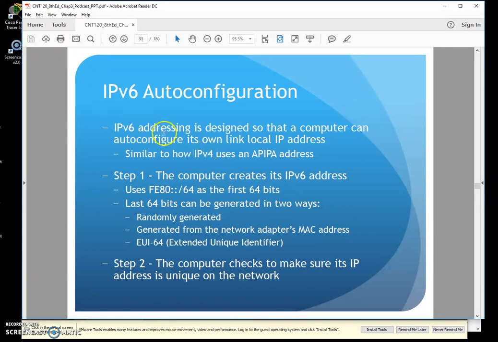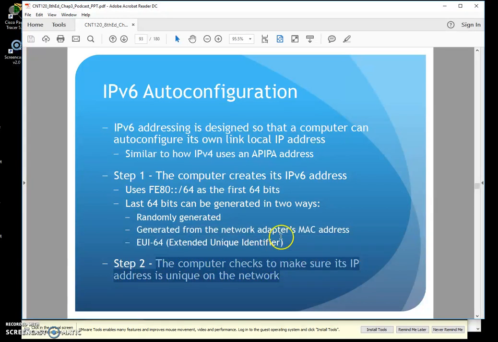IP version 6 can auto-configure. It can actually create its own IP address for itself. This is similar to the IP version 4 APIPA addressing. The computer can do the following. On boot up, it uses the FE80 prefix, and then the last 64 bits can be generated one of two ways. Randomly generated, or it generates from the MAC address. It uses the MAC address and uses the EUI, extended unique identifier. It takes the 48 bits of the MAC address and extends that into 64 bits. That's kind of common.